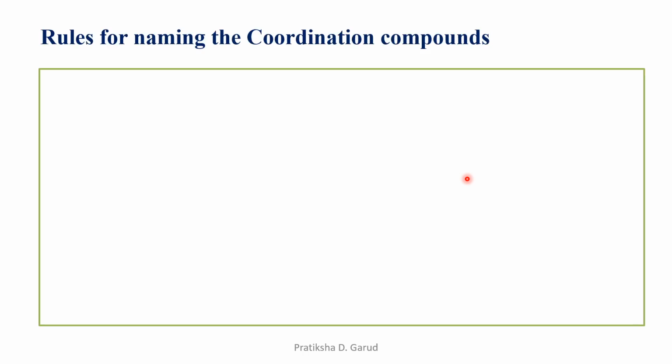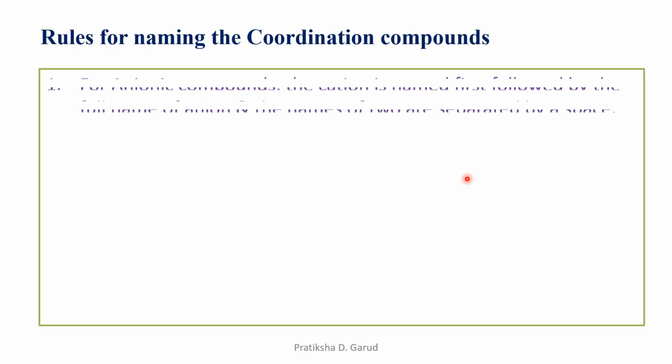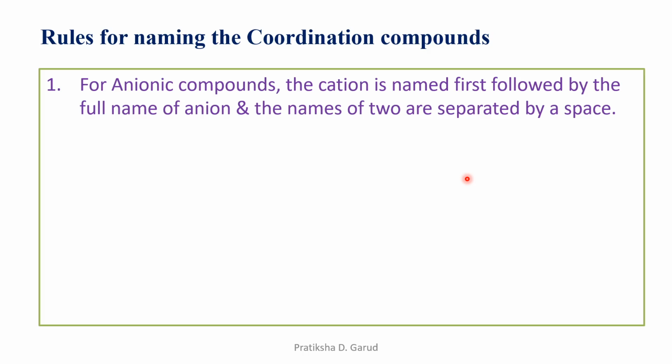Rules for naming the coordination compounds. The first rule is for anionic compounds. Anionic compounds means the complexes which have a minus charge. For anionic compounds, the cation is named first, followed by the full name of the anion, and these two, the cation and the anion, are separated by a space.